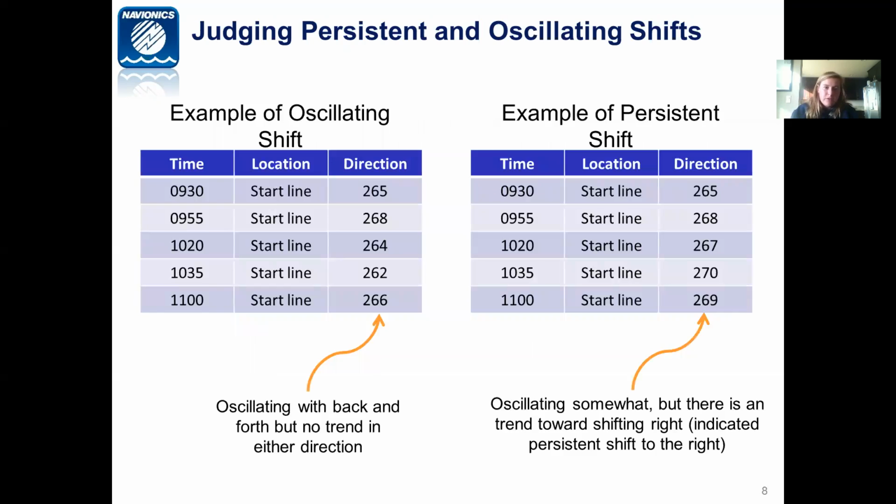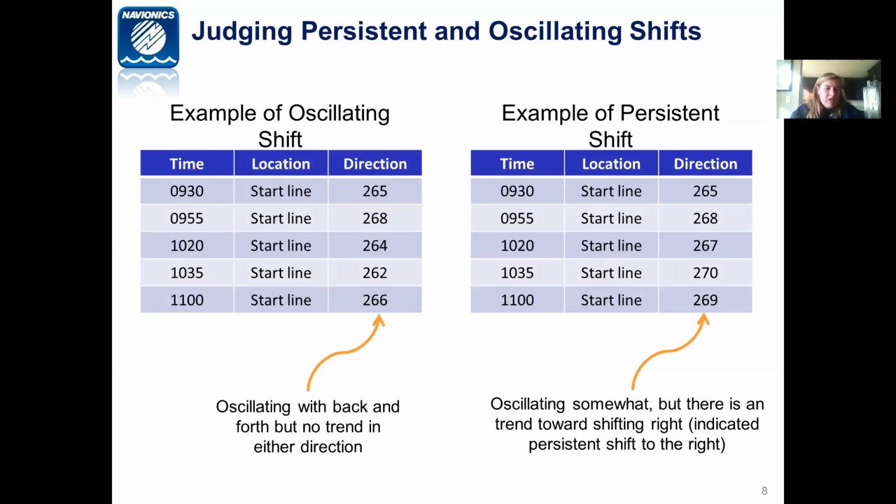So two examples here, the oscillating shift and the persistent shift. The table on the left, you can see we recorded the times, everything's around the start line in this example, and we can see wind direction in degrees is going to be 265, goes to 268, back down to 264, down a little more to 262, and then it goes back up to 266.